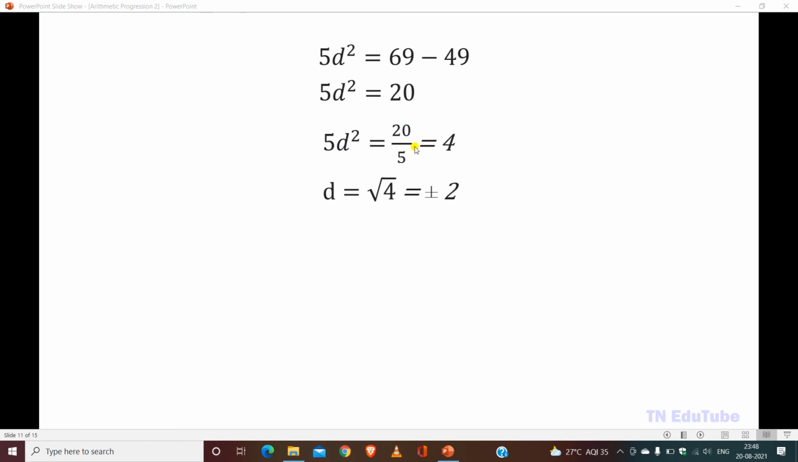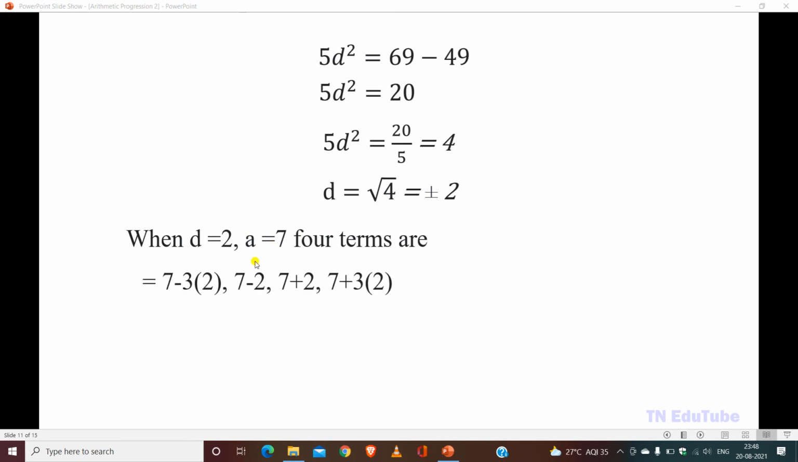When cancelling, you get 4. d is equal to square root of 4. Square root of 4 is plus or minus 2. So we get d is equal to plus 2 and a equal to 7. a is only one value. d we get two values, plus or minus. So first you take the positive value, a equal to 7.